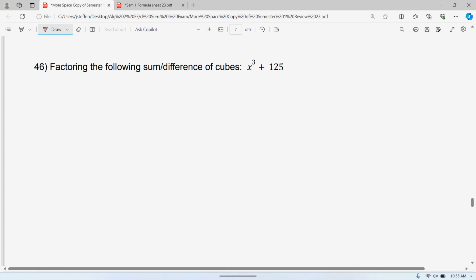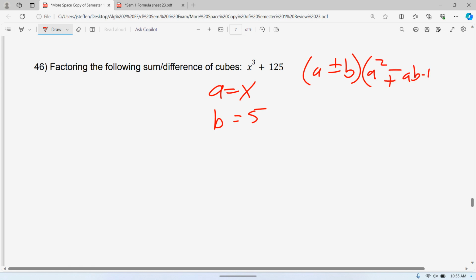But we're going to use what number to the third is x to the third? Well, that's just x. X to the third is x to the third. What number to the third is 125? That is 5. My formula is, just so I don't have to keep flipping back and forth, a plus or minus b is a squared minus plus a times b plus b squared. I think. Let me double check.